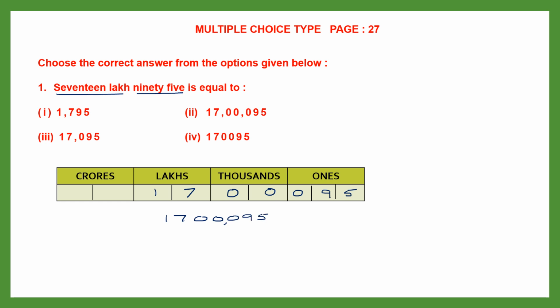So this is the ones period. This is the thousands period. Now we have 17 lakh 95. So this is our answer. And which option is that? Let's look carefully. That is option 2. So we have our answer here. Option 2 is our answer.